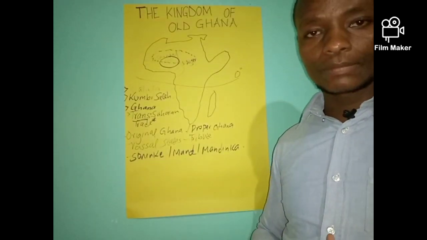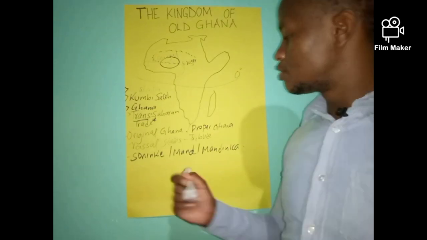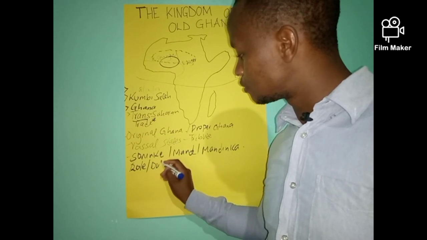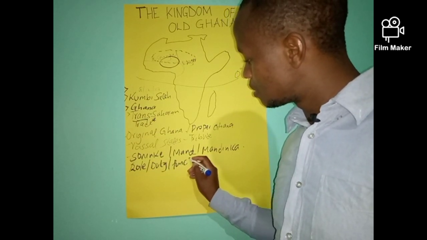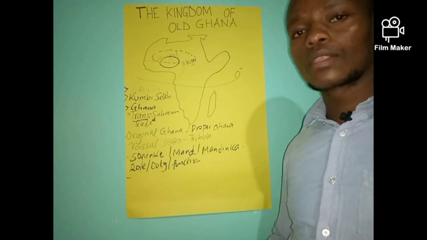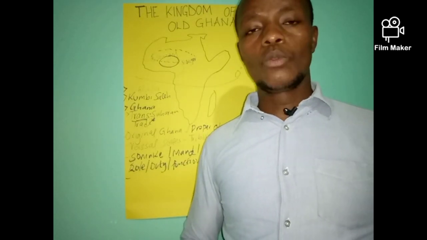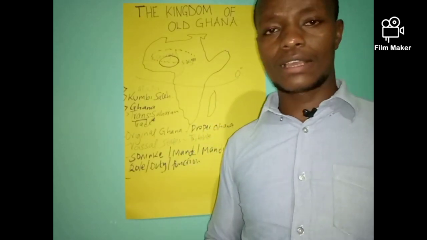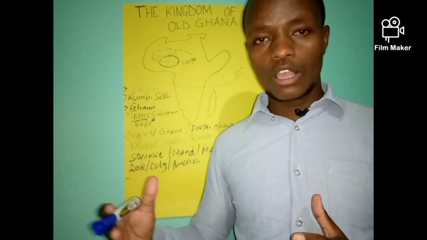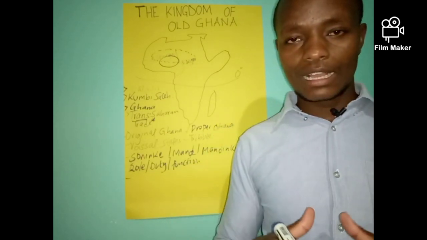The other important bit is the roles of the king. The role of the king, or the duties. A role is a duty or a function. The first is that he was leading the people in war. He controlled the trade. He was also the most senior or supreme judge. Those are some of the main duties or functions of the king.